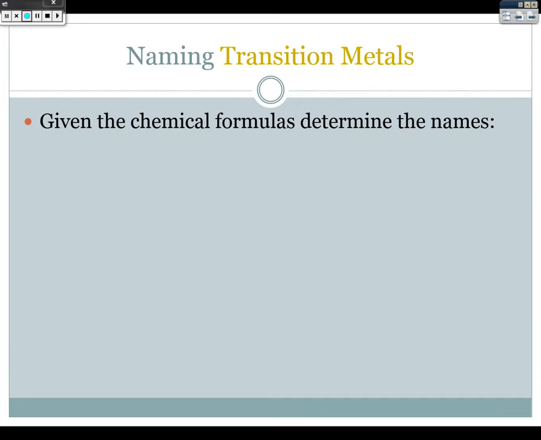So let's name these. Given the chemical formula, we can determine the names. So here I have nickel, Ni, and SO4, sulfate. So nickel's a transition metal, so I don't necessarily know what its charge is, but I know that sulfate is SO4 2 minus. And since I only used one of the nickels to balance out the sulfate, the nickel must have a 2 plus charge to balance out the entirety of the 2 minus charge. So that's why it's going to be nickel 2 plus and SO4 2 minus.